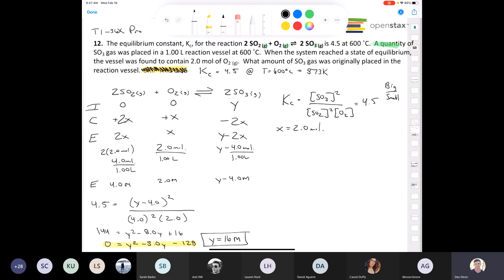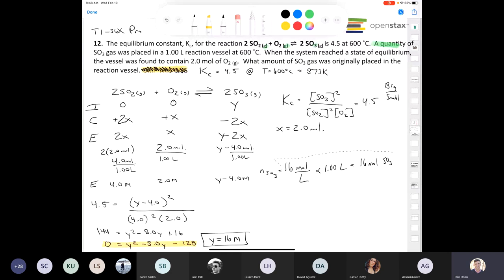So if we want to figure out the quantity that was originally in there in moles, I'm going to take the concentration, 16 moles per liter. But again, I'm trying to figure out the number of moles of SO3. It's going to be 16 moles per liter times my 1.00 liter vessel. And I end up with 16 moles of SO3 is what I started out with.